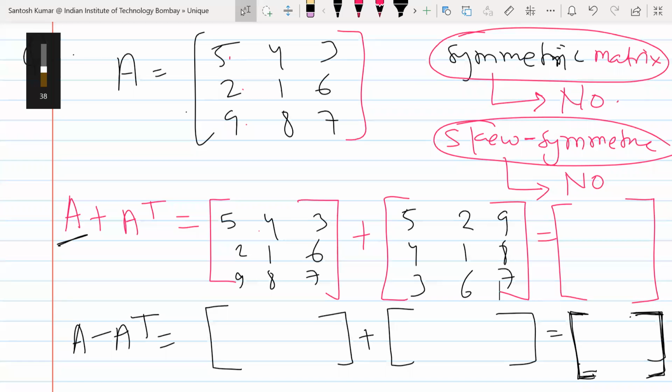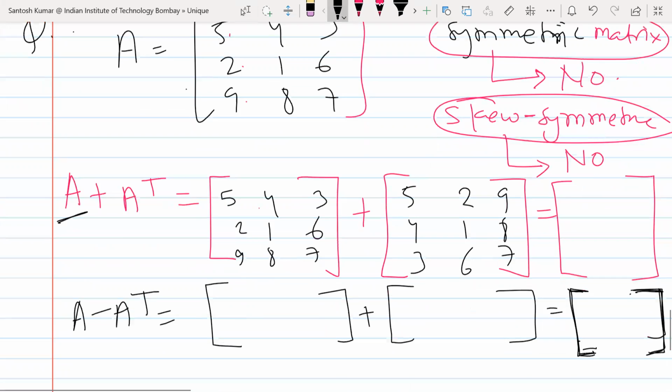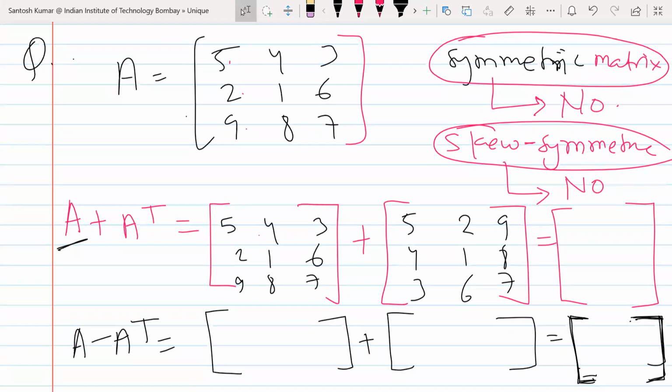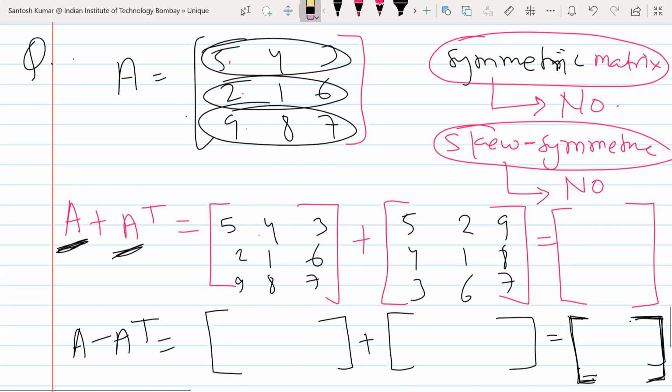Everyone please add it and tell me the answer, okay? This is not a much difficult thing. These are easy things. Add A and A transpose, okay? So A is already this, and for the transpose you interchange rows and columns, okay? So interchange rows and columns.